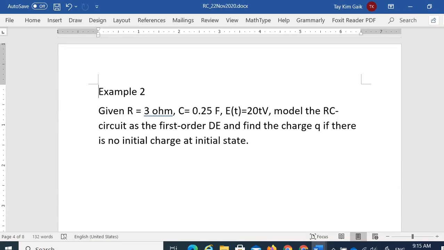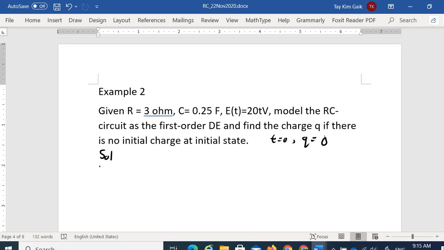Okay, the same RC circuit. Now we would like to find the charge Q. So we also model the RC circuit as a first order differential equation in terms of charge Q, and there's no initial charge at the initial state. At t equals 0, Q equals 0. So it's the same thing, only now we are going to solve in terms of charge Q.